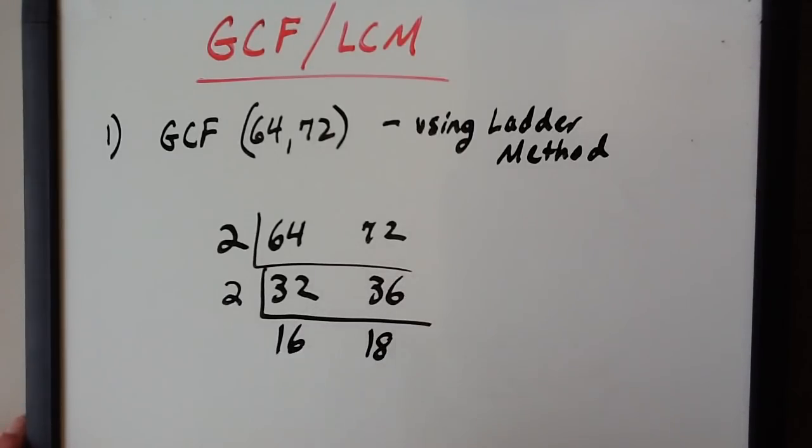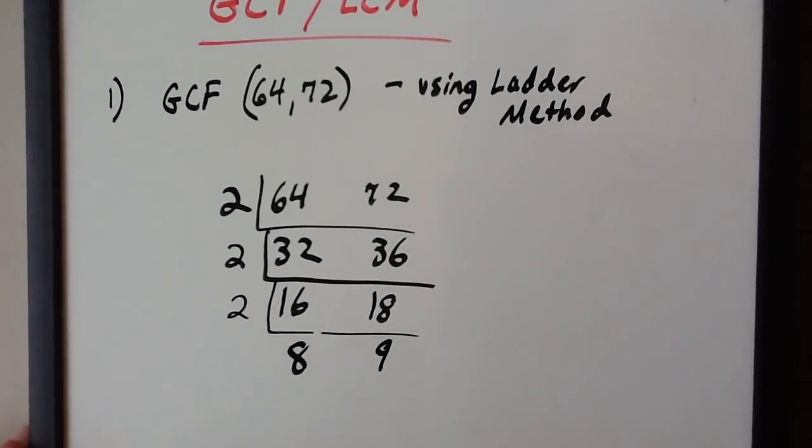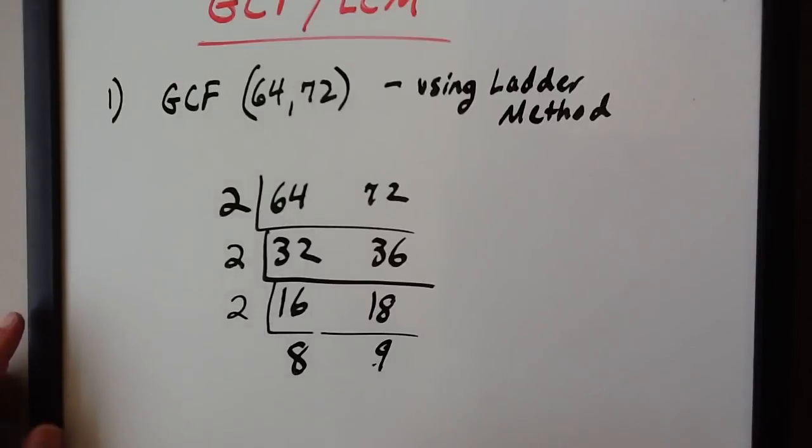Now, do 16 and 18 have a common factor? Again, they're both even, so I make an additional ladder, and I know that they both have a factor of 2, so I pull out another 2. 2 times what is 16? That would be 8. 2 times what is 18? That would be 9. Okay, now I'm left with 8 and 9. Do 8 and 9 have a common factor? No, they don't, other than 1. And so I'm not going to make an additional branch.